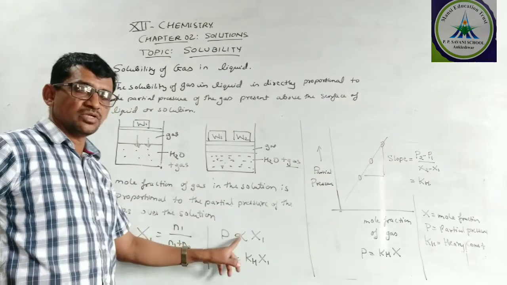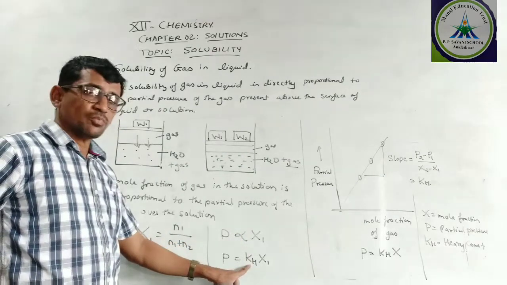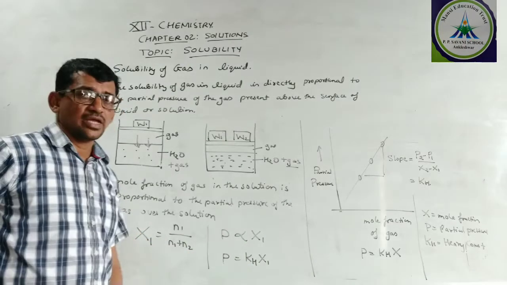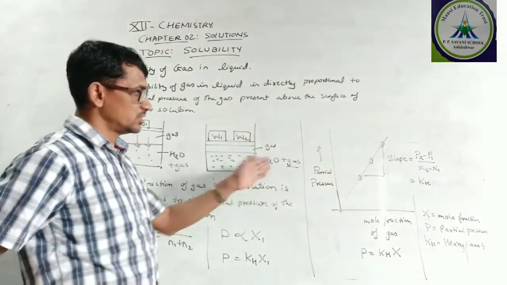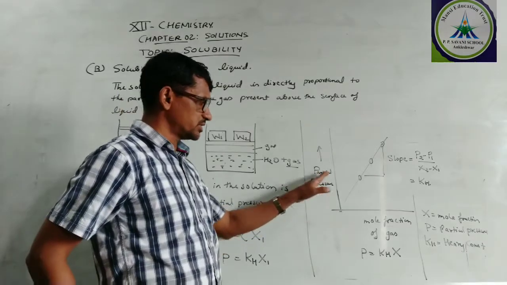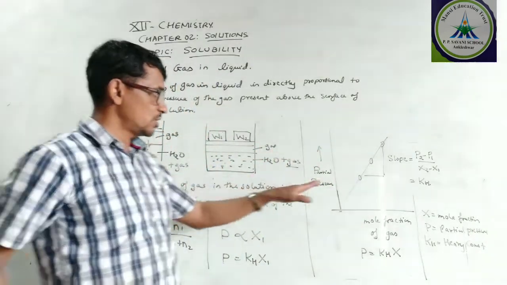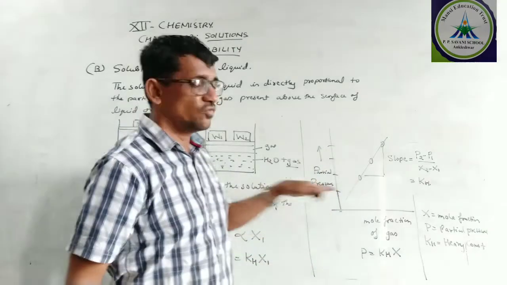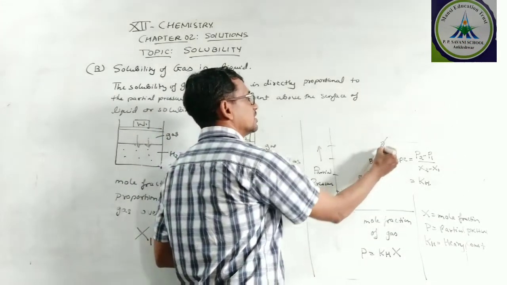P is equal to, if we remove the direct proportionality, then we put a proportionality constant, that is KH. H stands for Henry constant. Scientist Henry discovered this. How did he discover it? If a graph is plotted of partial pressure against mole fraction, as you increase the pressure one by one, then the mole fraction, or solubility, also increases. So you get an increasing graph.